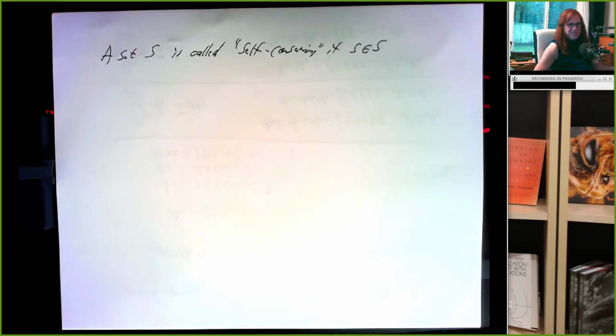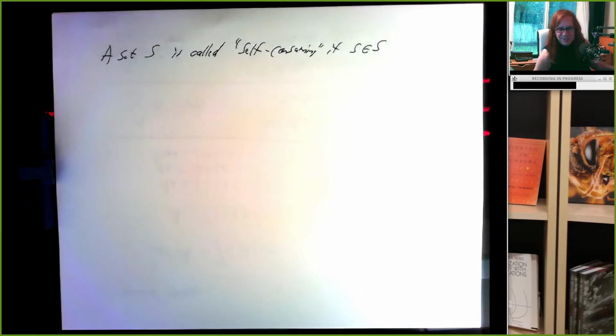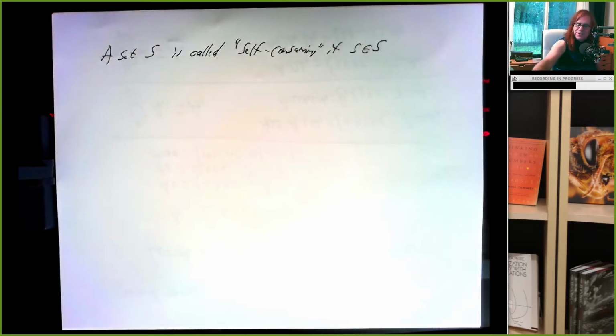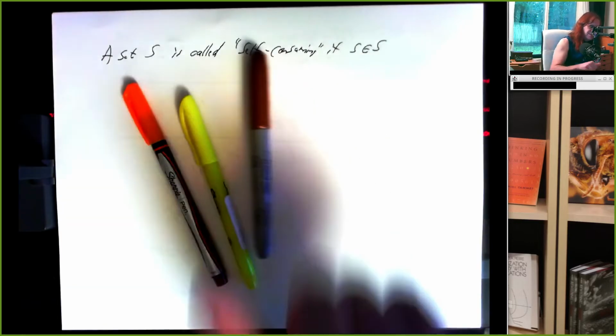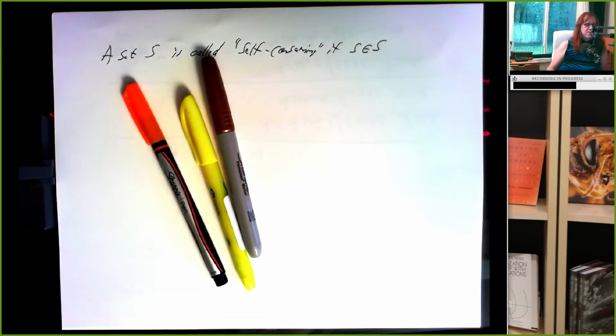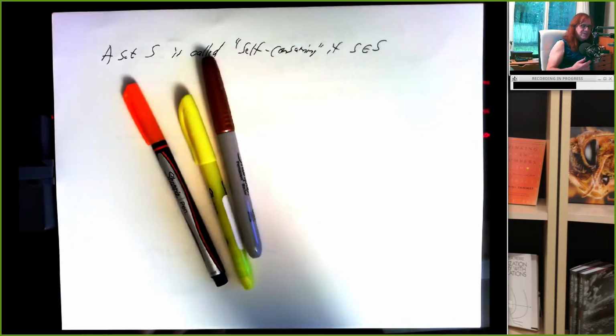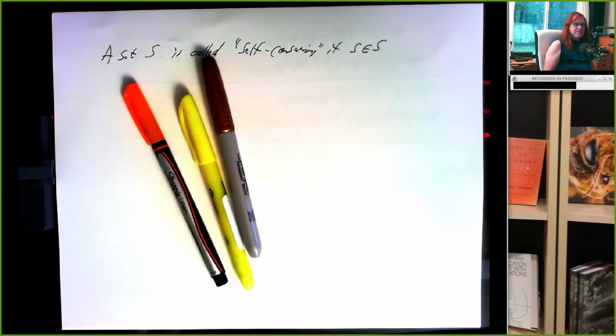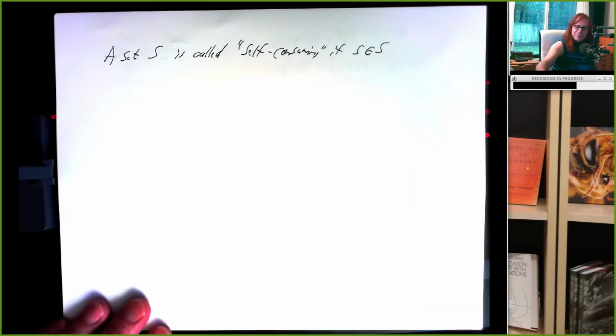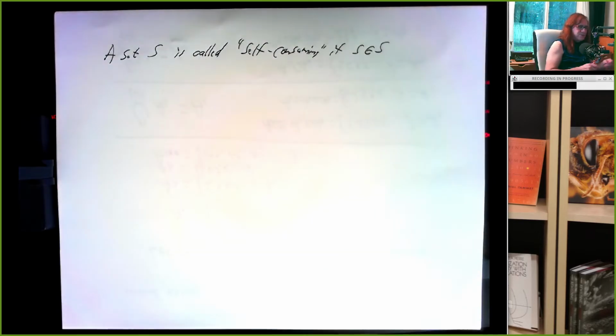Well, what does it mean for a set to contain itself? It's kind of a silly notion, right? So suppose S is this set containing 3 Sharpies. Well, this is not a self-consuming set because it contains 3 writing instruments. It does not contain a set. It doesn't contain the set of reals or the set of integers or a set containing 3 Sharpies. So this is not a self-consuming set. And in fact, most sets that we can think of are not self-consuming.